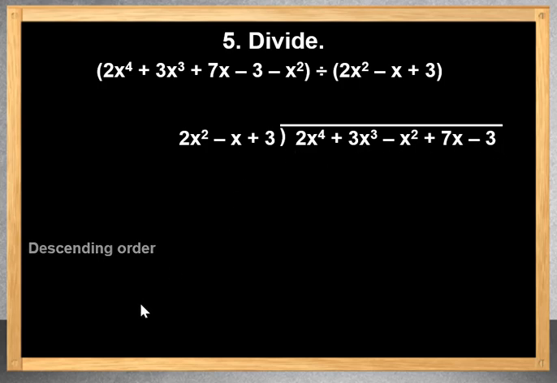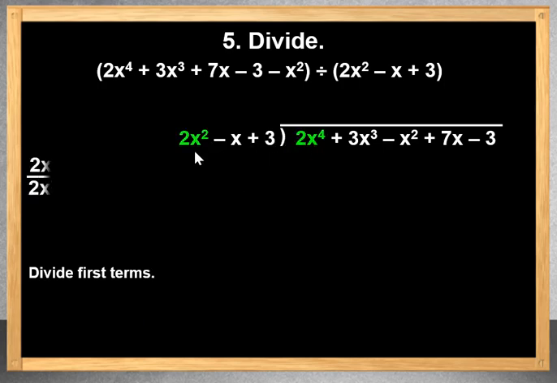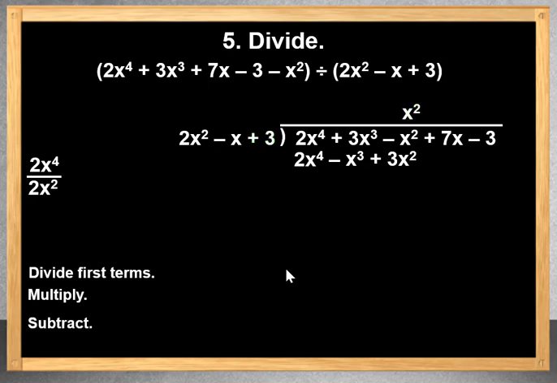Let's go ahead and start the long division. We'll divide the first two terms. 2x to the 4th divided by 2x squared. What does that give us? x squared. So write x squared above the other x squared term. And then we'll multiply x squared times each of those terms. There you go. Now let's subtract.